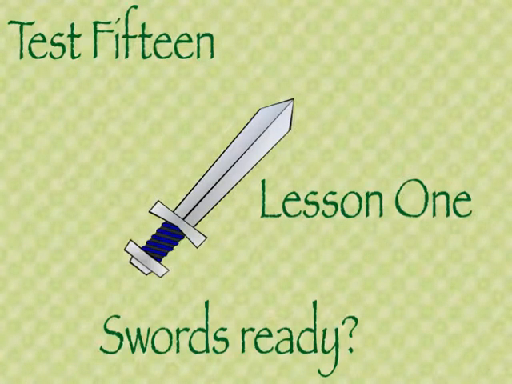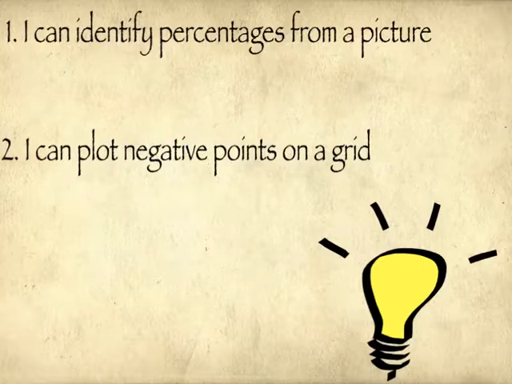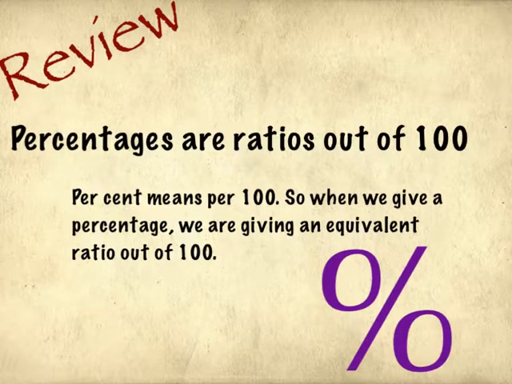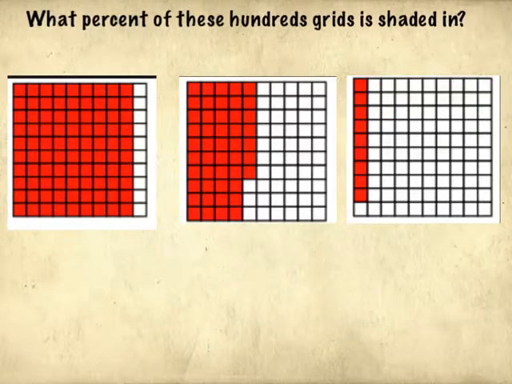Get your swords ready. Today we're going to work on identifying percentages from a picture and plotting negative points on a grid. So we'll start by identifying percentages from a picture. Just a quick review, percentages are ratios out of 100. Percent means per 100. So when we give a percentage, we're giving an equivalent ratio out of 100.